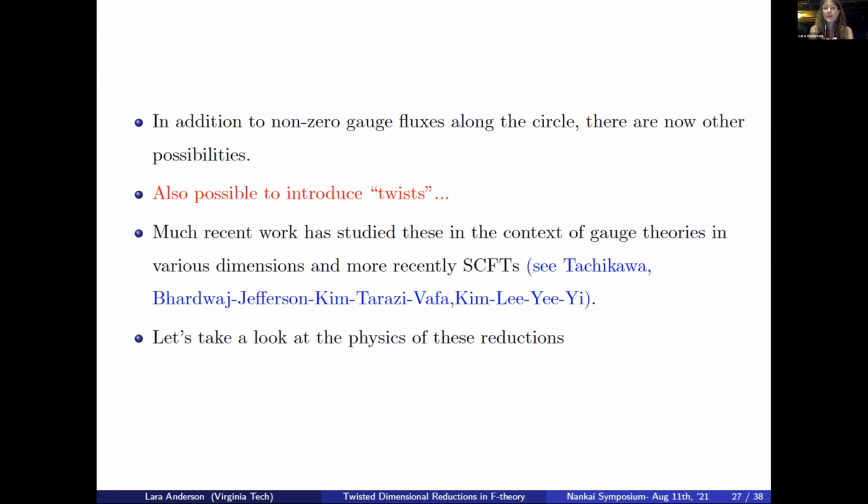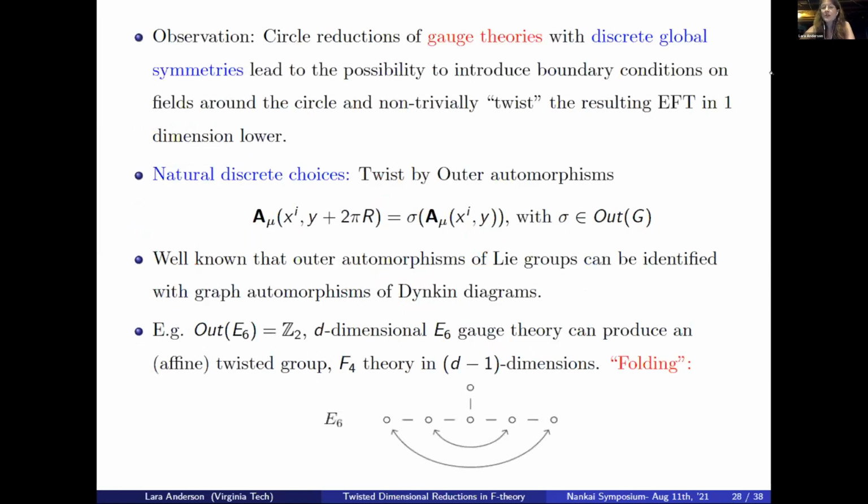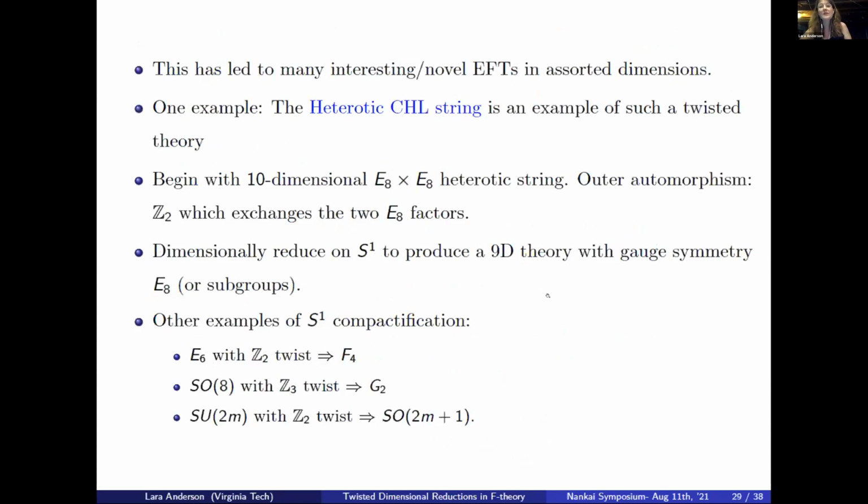So it's also possible to introduce so-called twisted dimensional reductions. These have been studied extensively in pure gauge theory, and I want to just mention in the present context how these can arise. An observation is that in addition to just writing down fluxes along a circle dimensional reduction, you can also make choices of discrete twist. So you can twist by outer automorphisms. Here, there is an A_mu, which you can map not just to the same gauge field, but to some discrete shift of the gauge field using outer automorphisms. So for example, for E6, you can fold E6 by an outer automorphism to produce F4. This is called folding of Dynkin diagrams. This has led to many novel, interesting EFTs in assorted dimensions. One example is the heterotic CHL string. This is an E8 cross E8 theory in 10 dimensions, which can be folded along an S1 to produce, for example, a single E8 factor.